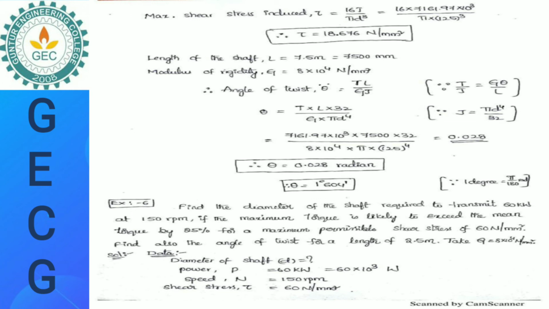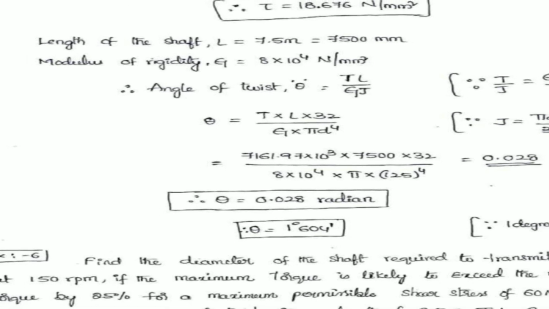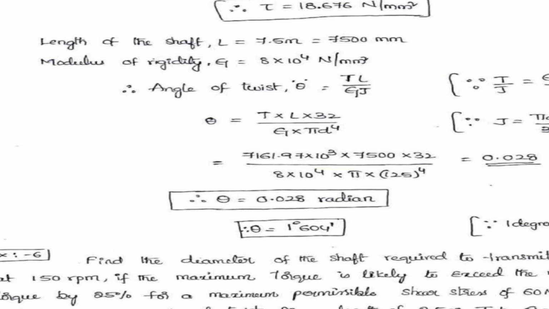Maximum shear stress induced tau is equal to 16T by pi d cube. Finally, to find out the tau, the length of the shaft L is equal to 7.5 meters given, that is equal to 7500 mm. Modulus of rigidity is given, 8 into 10 to the power of 4 Newton per mm square. Angle of twist formula is TL by GJ.